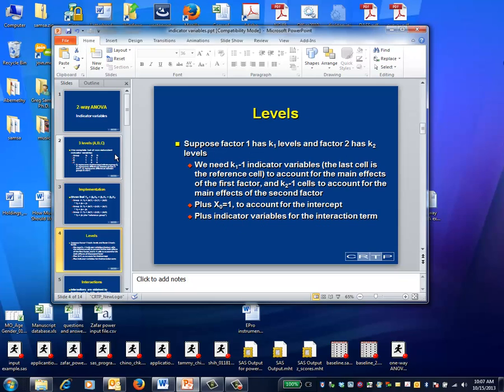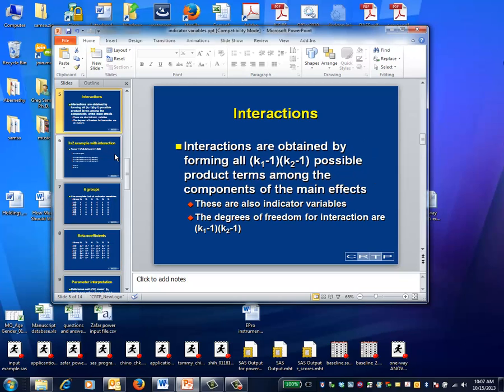This slide provides the count of the required number of basic indicator variables. In addition to these basic indicator variables, we have an indicator variable that represents the intercept, denoted by x0 and set equal to 1 for everyone. Interaction terms will require additional indicator variables. The indicator variables for the interaction terms are formed by multiplying the basic indicator variables together. Since the basic indicator variables contain zeros and ones, so will the interaction terms.